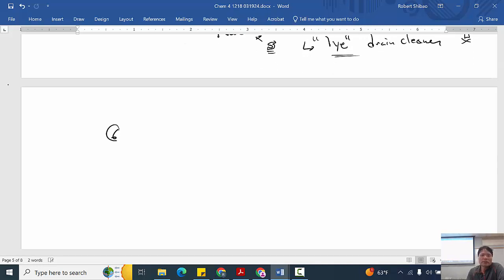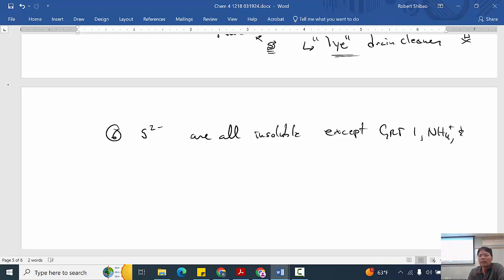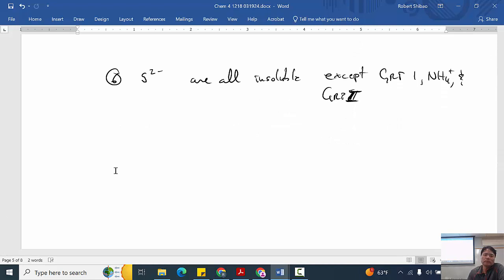All right, let's go on to 6. That was hydroxides. And now we're going to go to sulfides. What's the formula for sulfide? With a D? S2 minus. These are all insoluble, except group 1, ammonium, and group 2. Roman numeral 2 or the number 2 is fine.